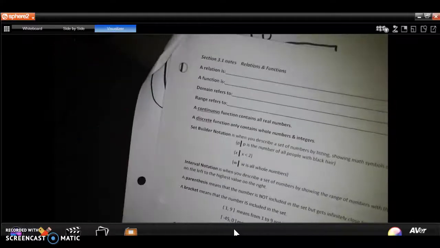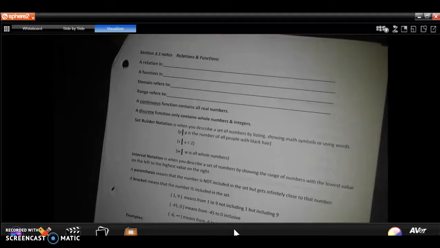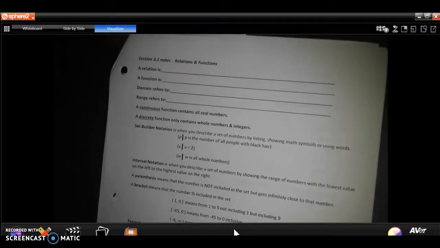Alright guys, so we're going to go ahead and start chapter 3, and I think you guys are really going to like this. So up to this point we've been talking about linear functions, right? And we talked about point-slope form, slope-intercept form, standard form, and how we can know if slopes are parallel or perpendicular. Well, today we're going to start with chapter 3, and 3.1 talks about functions and relations.